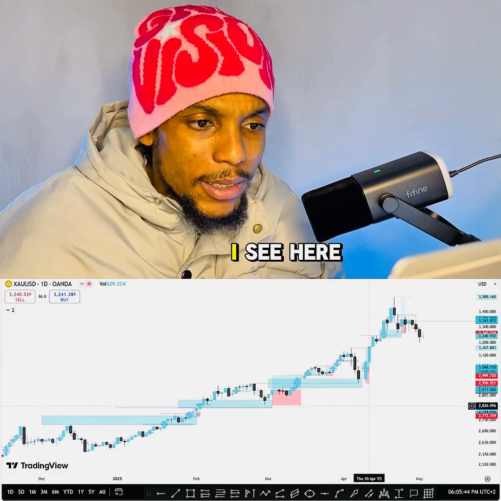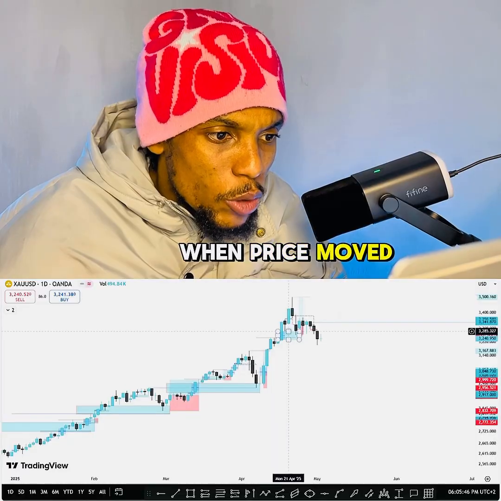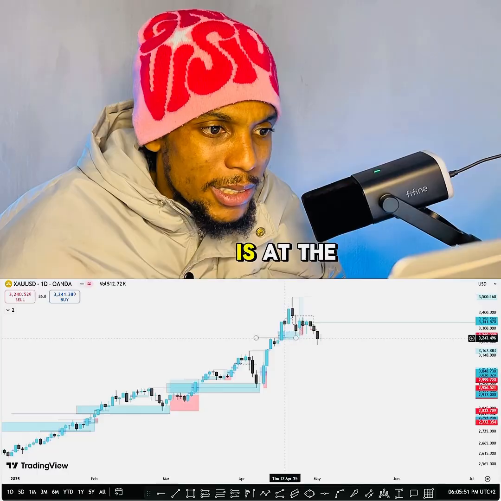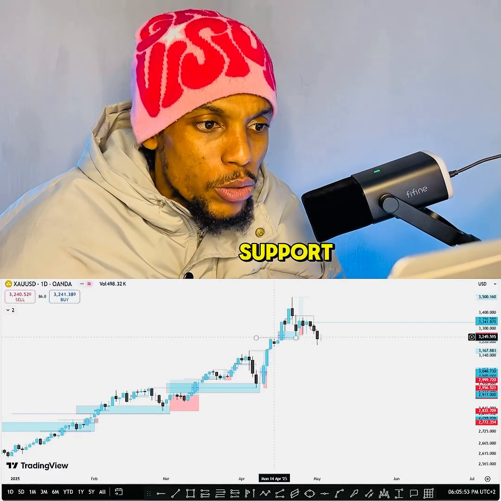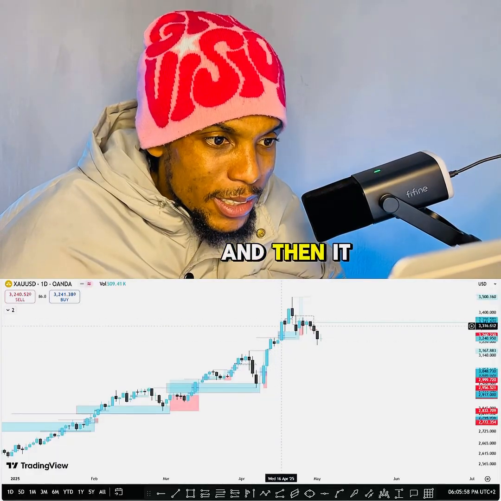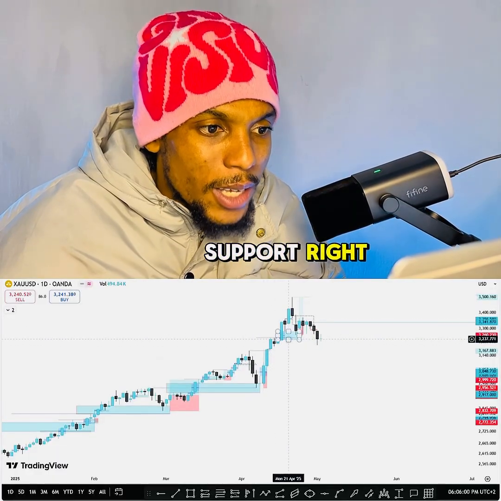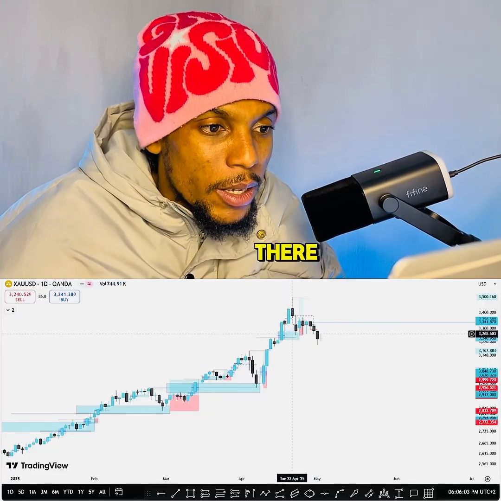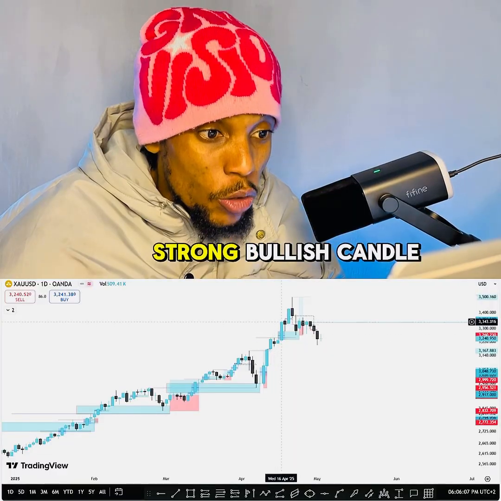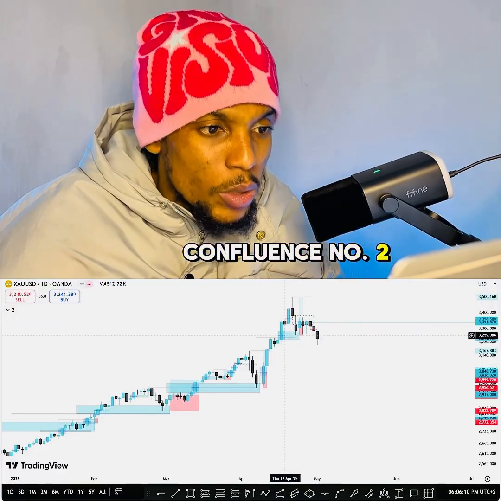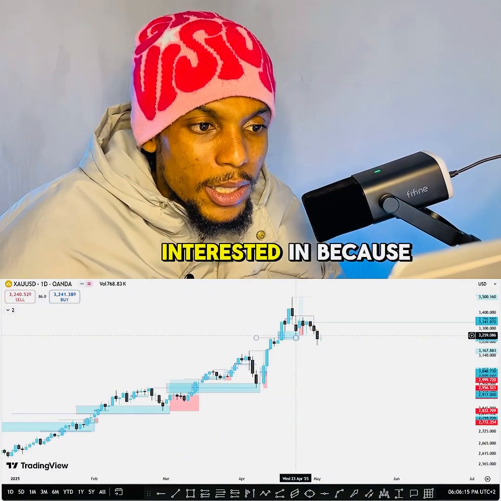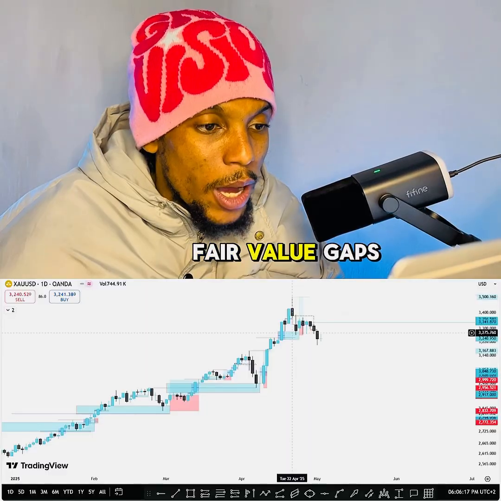So what did I see here? When price moved up, it left a gap, right? And this gap is at the top of a support. This particular high was broken and then it turned into a support. And then there is a daily fair value gap there. Confluence number one, this high being broken with a strong bullish candle. Confluence number two, leaving a daily fair value gap. So this is actually what I'm interested in because I trade only from fair value gaps.